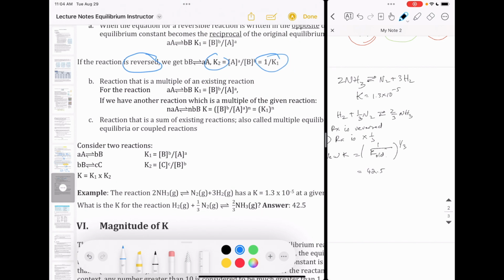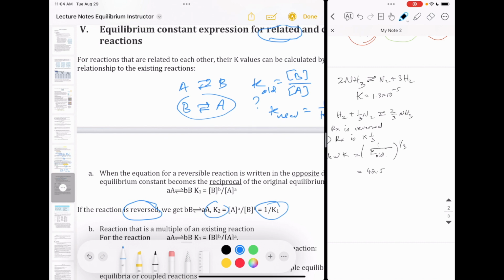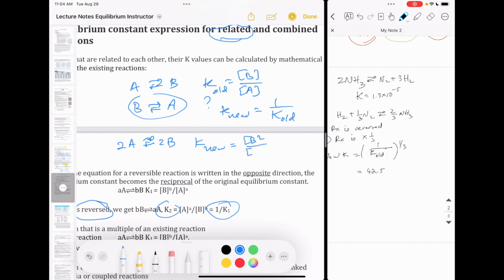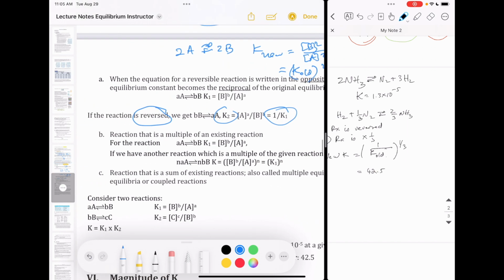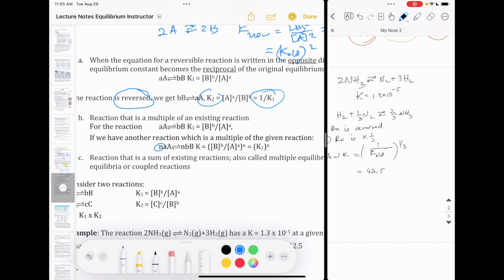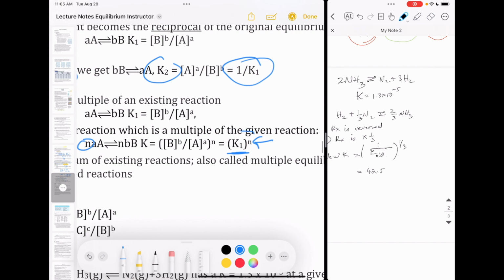Now here's another one that we commonly do to a reaction, which is multiply it. So we might start with the same reaction A goes to B, but then we say, okay, what if we are interested in the reaction 2A goes to 2B? What is the K of that reaction? Well, this K new will just be B squared over A squared, but that's the same as B over A both squared, of course, which means that it itself is the old K expression squared. So in other words, if you multiply a reaction by a number, and let's say that number is n, then your new K is just the old K raised to the power of n. So you see that in the notes there.